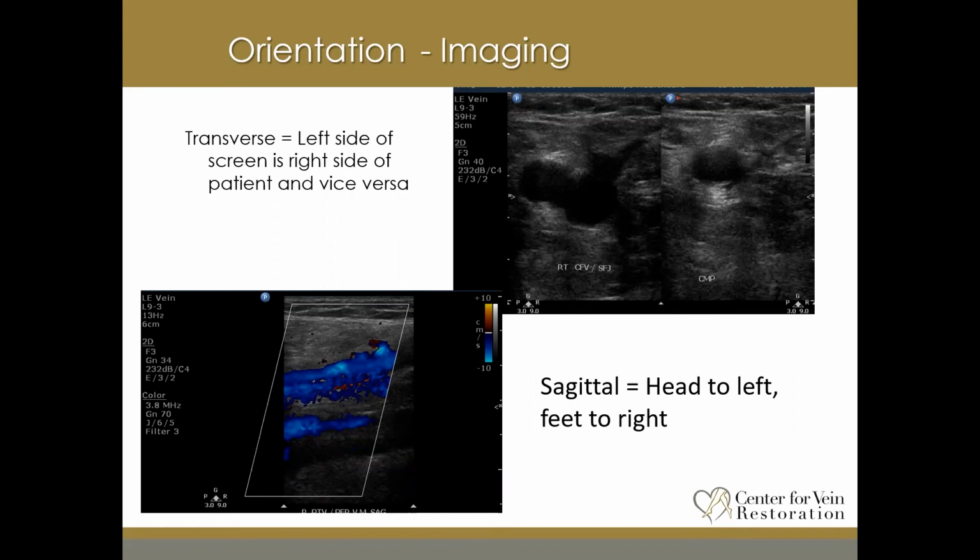If you're in a sagittal plane, that is when you're holding the probe essentially perpendicular to the lower extremity, to the limb, in a sagittal plane, that notch should be pointed towards the head of the patient. So in transverse, if the notch is pointed to the right side of the patient, the left side of the screen will represent the right side of the patient and vice versa. When in a sagittal plane, with the notch pointed towards the head of the patient, the head is going to be to the left of the image and the feet are going to be to the right.